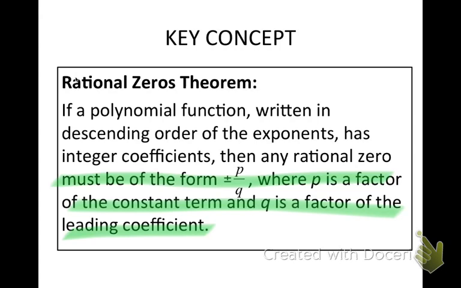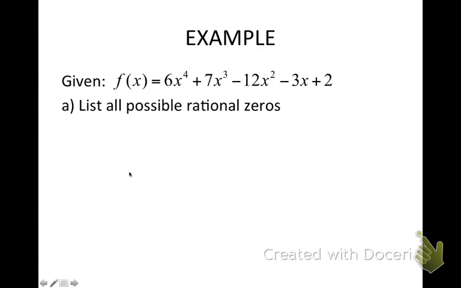Okay, so we're going in the form P over Q plus or minus. P is all your factors of the constant term. Q is all the factors of the leading coefficient. All right, so let's see what this looks like. So here is our function. 6x to the 4th plus 7x to the 3rd minus 12x squared minus 3x plus 2. So part A is asking to list all the possible rational zeros. All right, so what would be my constant term in this function?